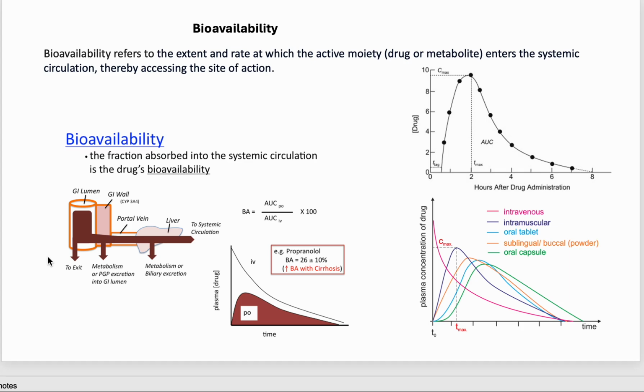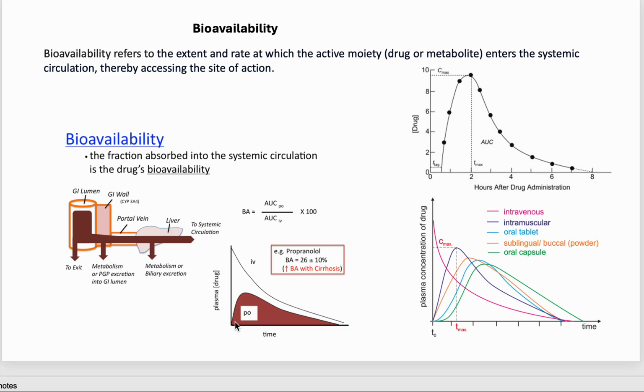So as you can see from the slide here, bioavailability is the fraction absorbed into systemic circulation. Again, this is the GI lumen, and at every point there is some part of it that's exiting. You can see the GI wall, GI lumen, and then portal vein, and finally the liver, where most of the metabolism happens. The main site of metabolism is the liver, and then it goes into systemic circulation. Bioavailability can be calculated by area under curve.